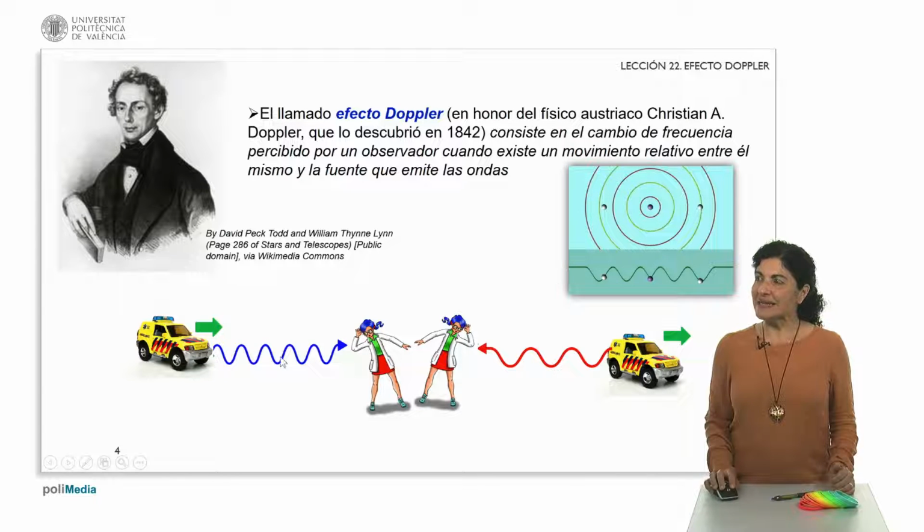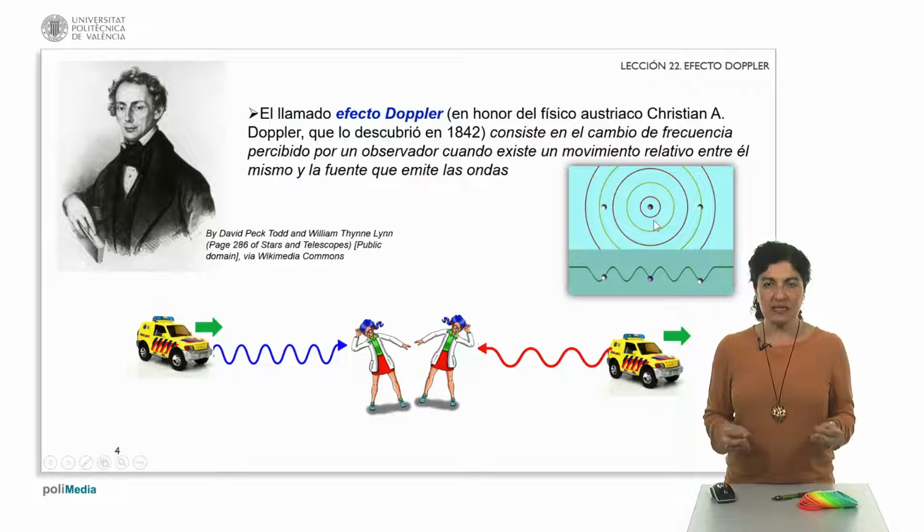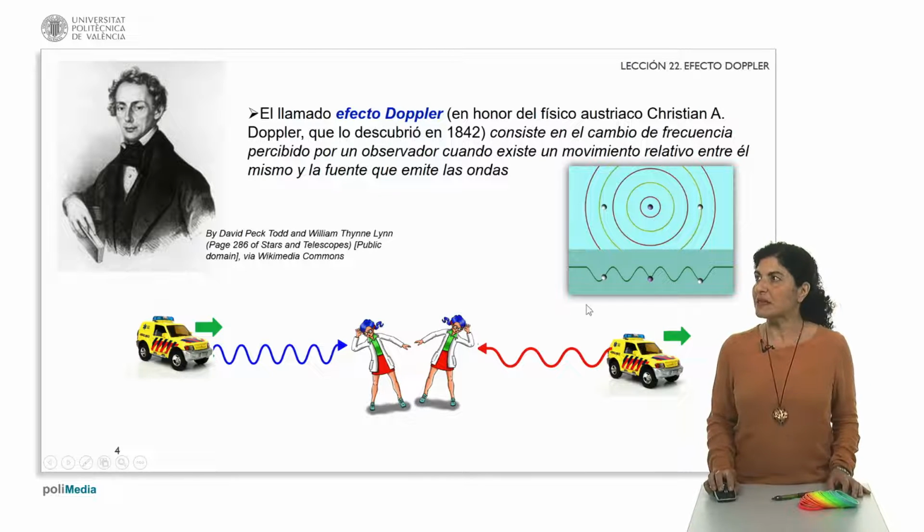To analyze these situations, I am going to take advantage of these diagrams, where I am going to consider that an emitting source is emitting a sound, and I have an observer that can be at rest, or moving, or the source itself can be moving. I do want to emphasize that when I speak of waves, they do not necessarily have to be sound waves. The Doppler effect is associated with any type of waves, sound, electromagnetic, whatever their nature.